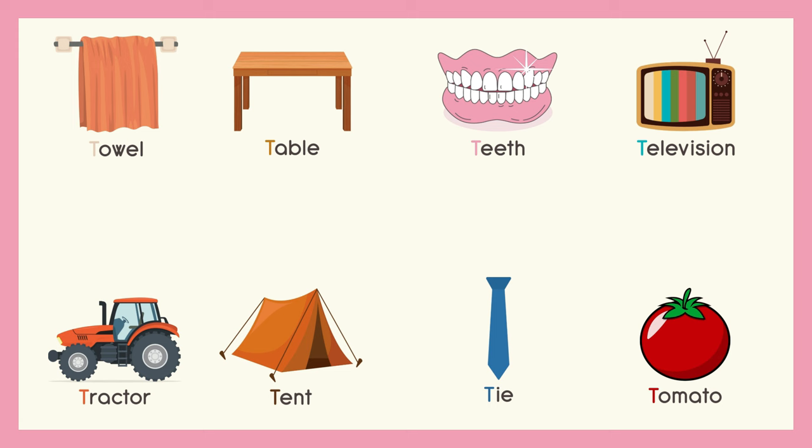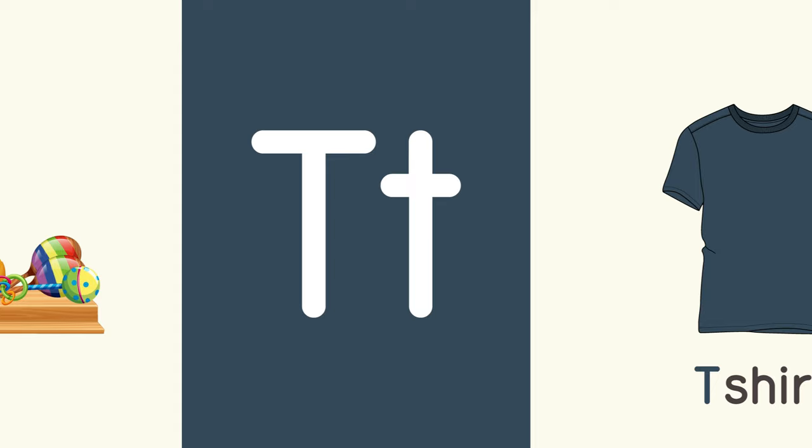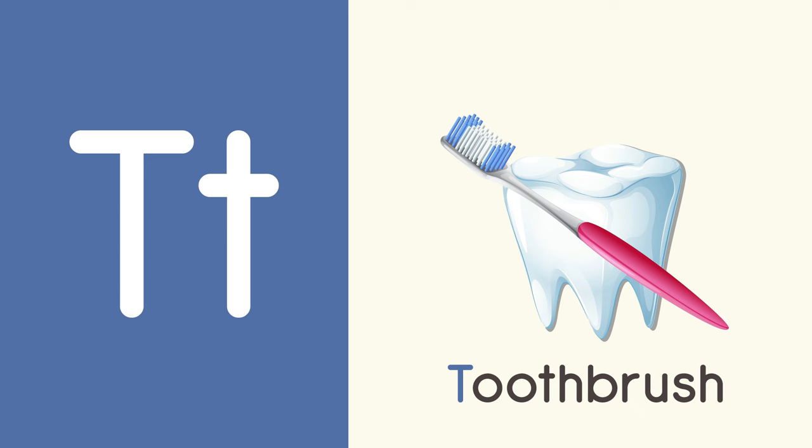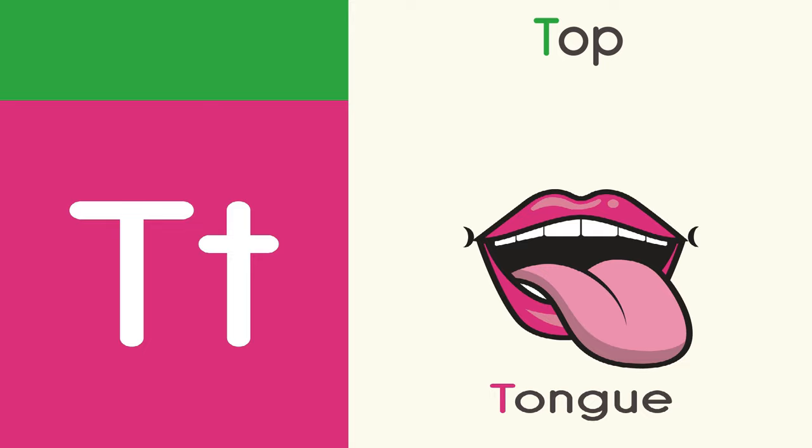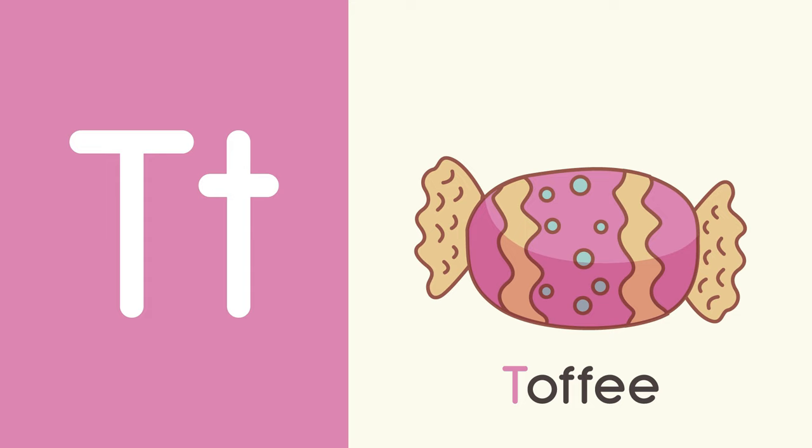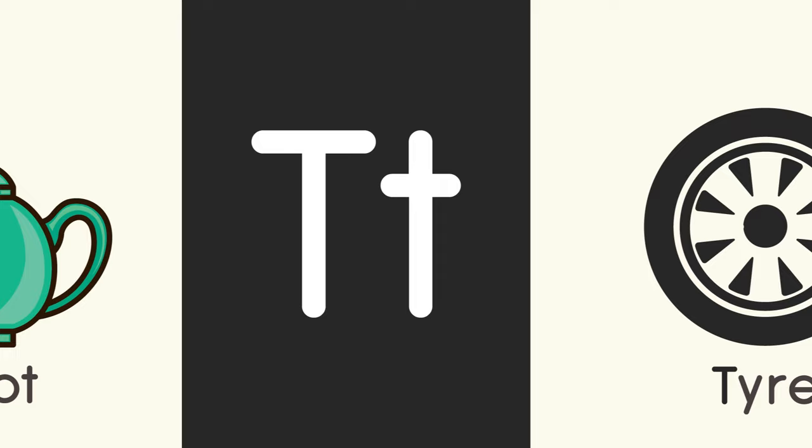T is for t-shirt. T is for toys. T is for toothbrush. T is for tongue. T is for top. T is for toffee. T is for tire. T is for teapot.